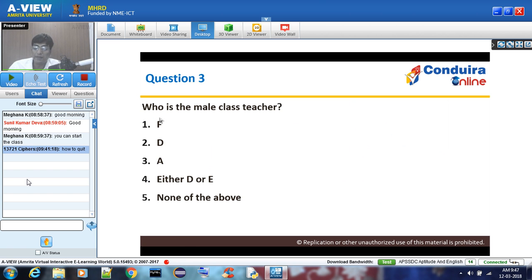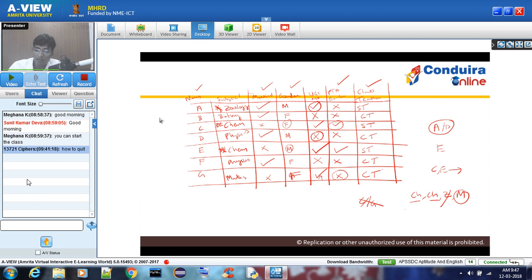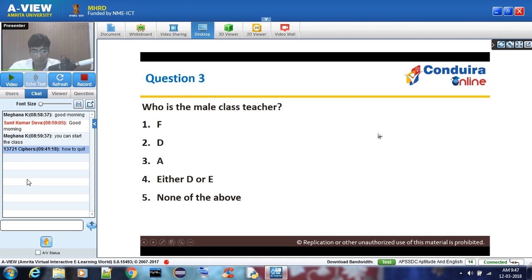Who is the male class teacher? Okay, that's interesting. I need to look at the male class teacher. The first guy, A, is subject teacher, B is male class teacher, and that's it. So this has to be D being the male class teacher.